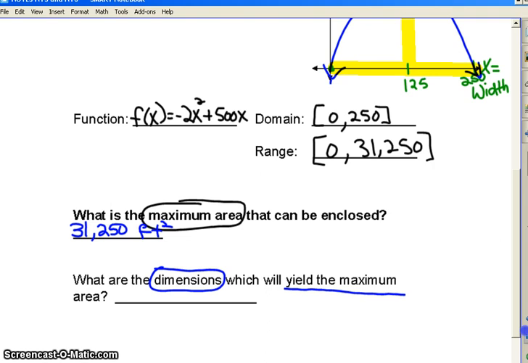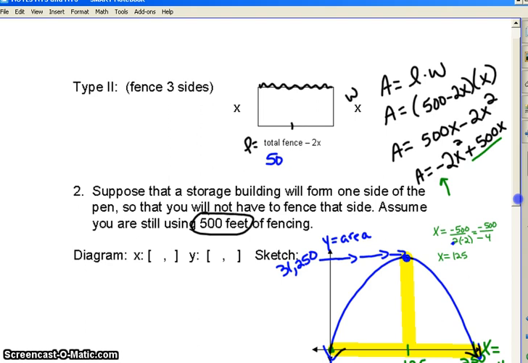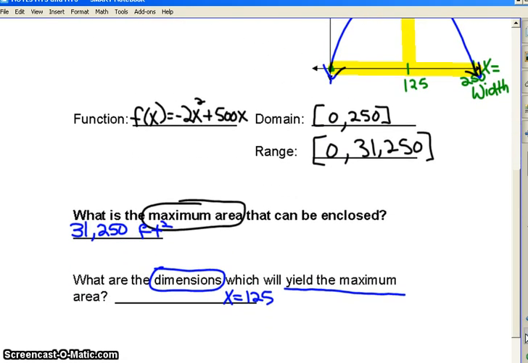Okay, what are the dimensions which will give you the maximum area? Well, we know when x equals 125, we get the vertex, the maximum. Okay, so we're going to plug that back into the description of the rectangle at the beginning. Okay, 500 minus 2 times 125. 500 minus 250 equals 250. So the length is going to have to be 250 on this one. Okay, so the dimensions are length 250 by width 125 feet. Both of those are in feet.